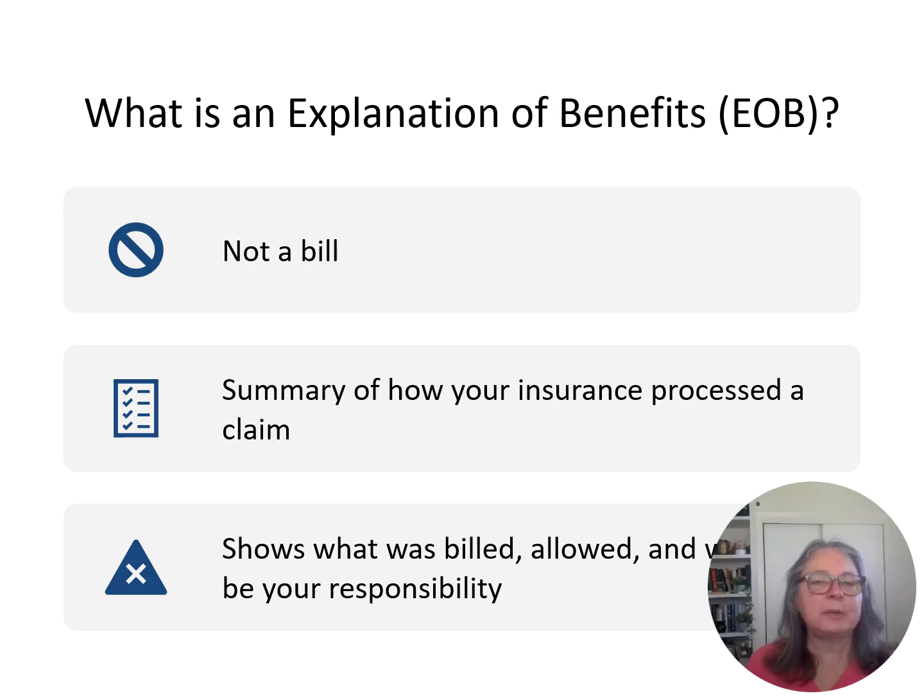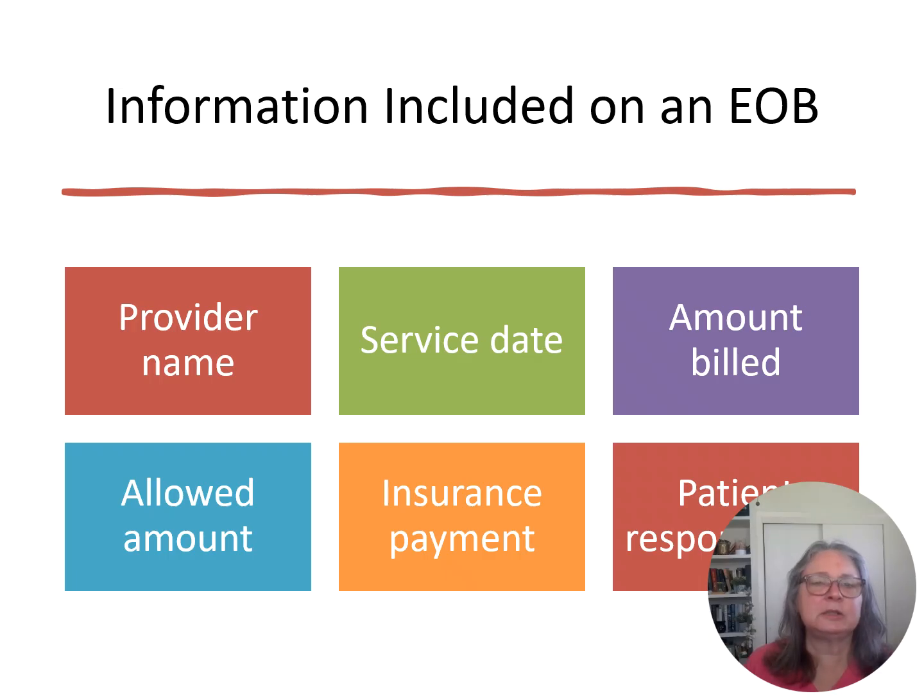It shows the services that were billed and how those were evaluated under your insurance plan, and how those costs were distributed between the insurance company and the patient. Think of the EOB as a breakdown of the claim decision. Most EOBs include several key pieces of information. You'll likely see the name of the provider who submitted the claim, the date of the service that occurred, the amount the provider billed to the insurance company. You'll see the allowed amount, insurance payment, patient responsibility. So this document is going to give you a lot of good information, and these piece together to explain how that claim is processed under your benefits.